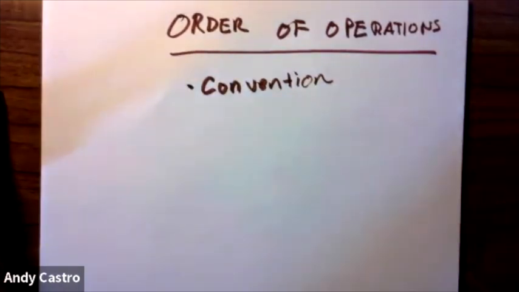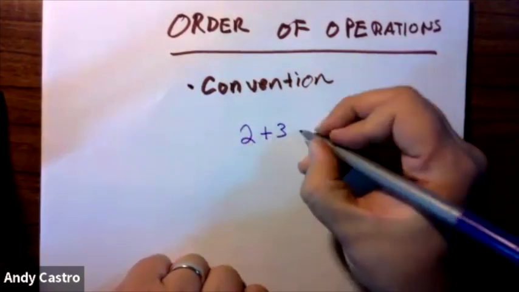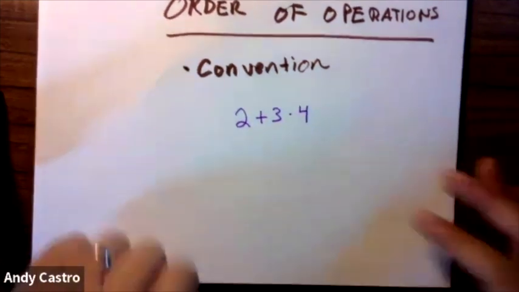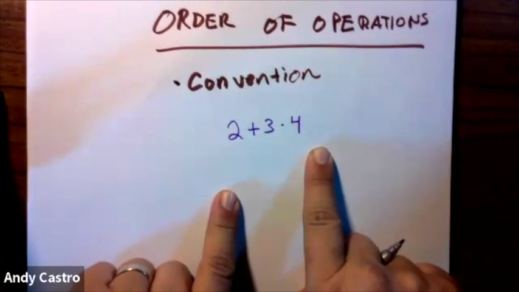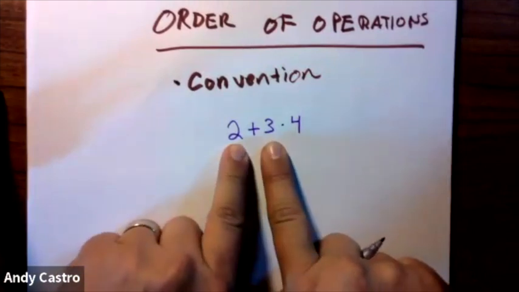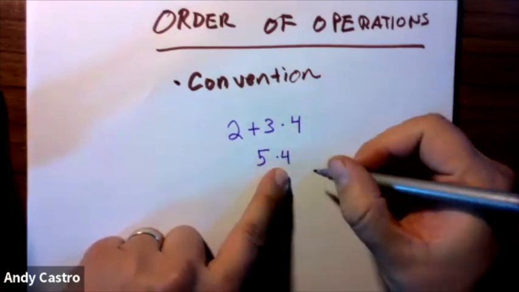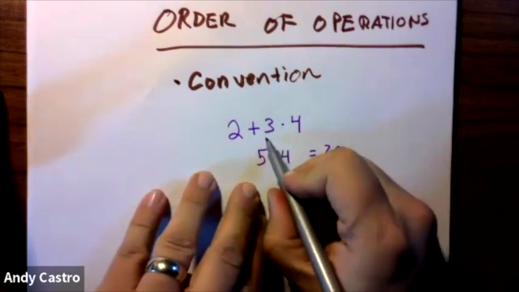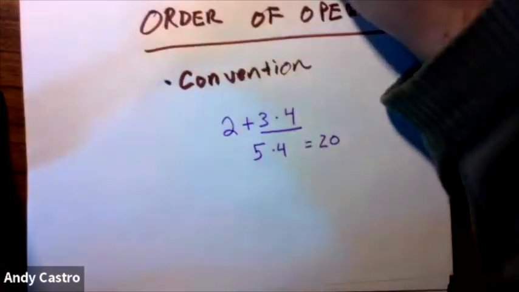Okay. And something had to be decided because if you have, for example, this, and let's say we just did it from left to right. The first thing I did is I added the 2 and the 3. Well, that would give me 5. Then if I multiply by the 4, that gives me 20.